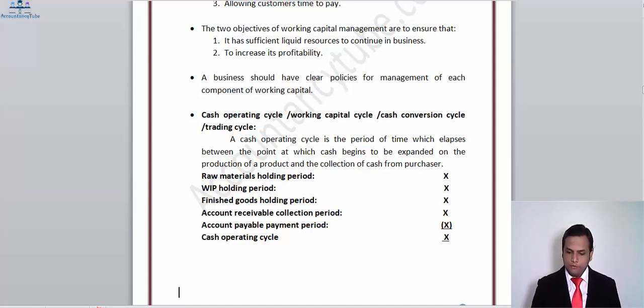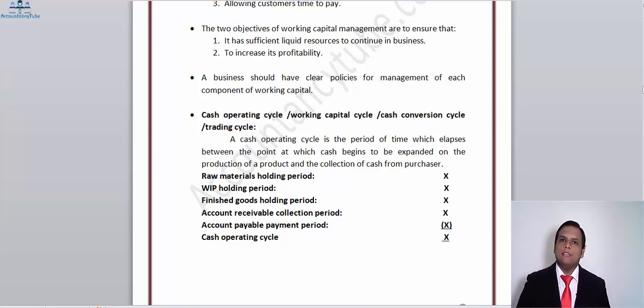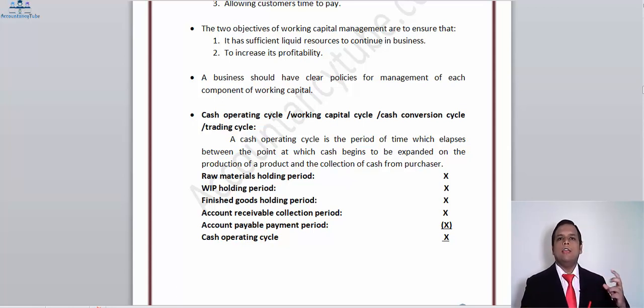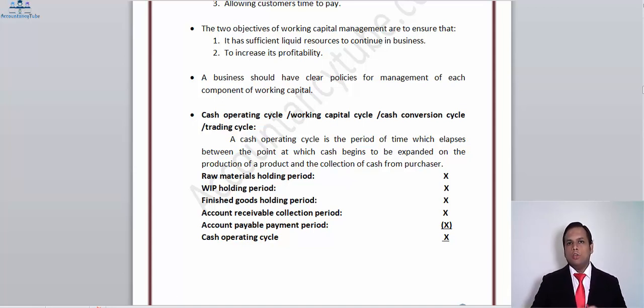Now, the cash operating cycle is the period of time which elapses between the point at which cash begins to be expended on the production of a product and the collection of cash from the purchasers. Now, it basically implies the point. What is the cash operating cycle? It will tell the duration from the first point to the end point. The first point would be the point at which you obtain the supplies, then you pay the supplier, do the production, and eventually the time it took for the business to generate the sale and gain the revenue in the form of receivables. So it's the whole cycle from the initiation point to the end point.